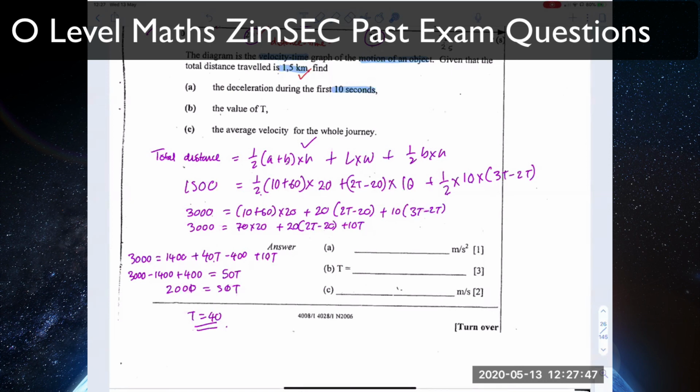And then 3000 equals 1400 plus 40t minus 400, plus 10t. Then 3000 minus 1400 plus 400 is 50t. So those two make 50. Then 3400 minus 1400 is 2000, equal to 50t. So t is 40. Okay.